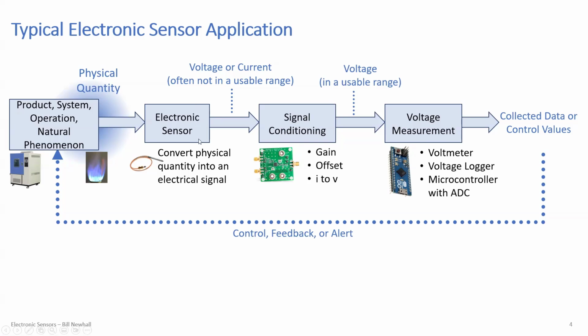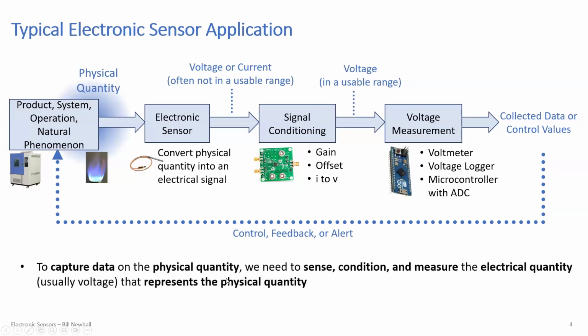So here is where sensors fit in, right? These electronic sensors. So we're going to talk about signal conditioning and voltage measurement. And again, this is kind of what you're implementing in lab. But we'll dig into the details of the sensors to show you basically how they work and how to use them, especially for the sensors you're not using in lab that you may want to use in the future.